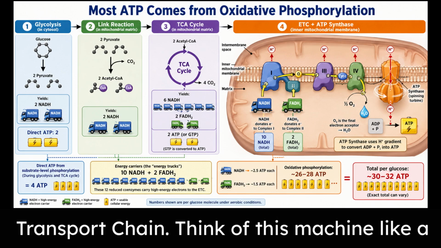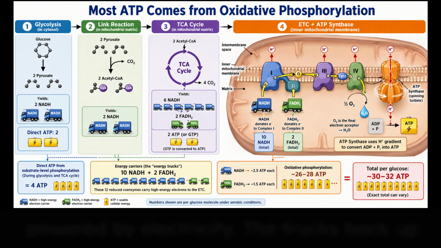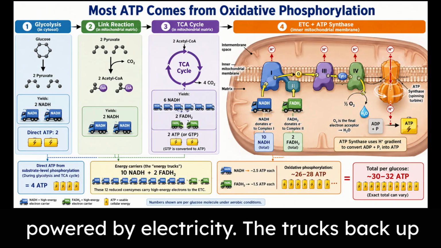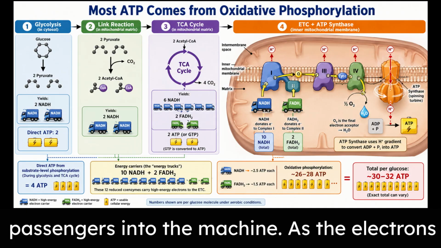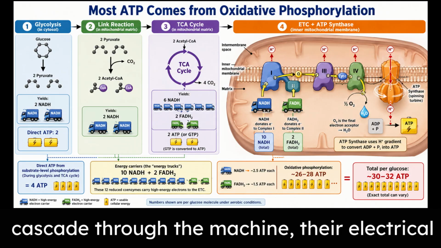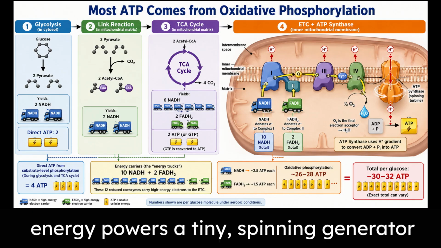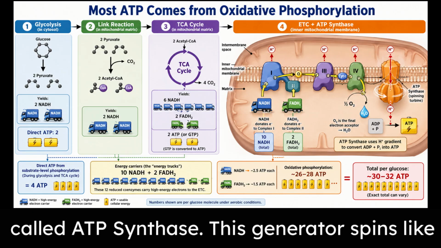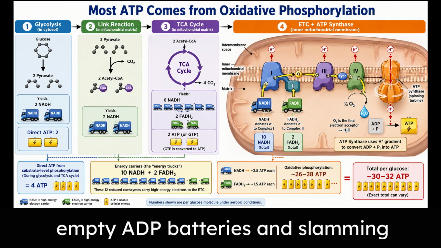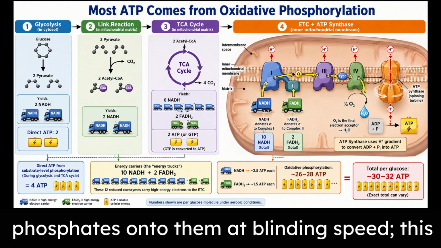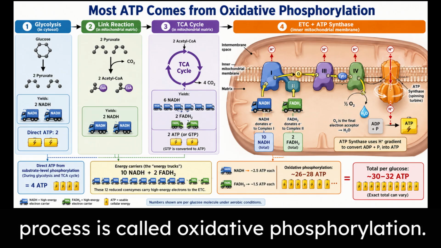Think of this machine like a magnificent microscopic water wheel powered by electricity. The trucks back up and dump their high-energy electron passengers into the machine. As the electrons cascade through the machine, their electrical energy powers a tiny spinning generator called ATP synthase. This generator spins like a lightning-fast whirlpool, snatching up empty ADP batteries and slamming phosphates onto them at blinding speed. This process is called oxidative phosphorylation.